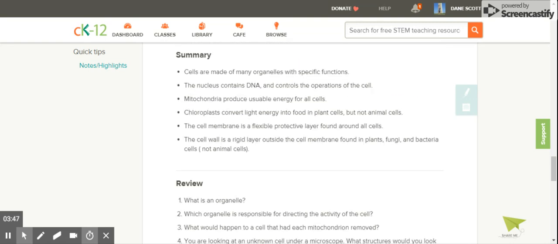In summary, cells are made of many organelles with specific functions. The nucleus contains DNA and controls the operations of the cell. Mitochondria produce usable energy for all cells. Chloroplasts convert light energy into food in plant cells, but not animal cells. The cell membrane is a flexible protective layer around all cells. And the cell wall is a rigid layer outside the cell membrane found in plants, fungi, and bacteria cells, but not animal cells.